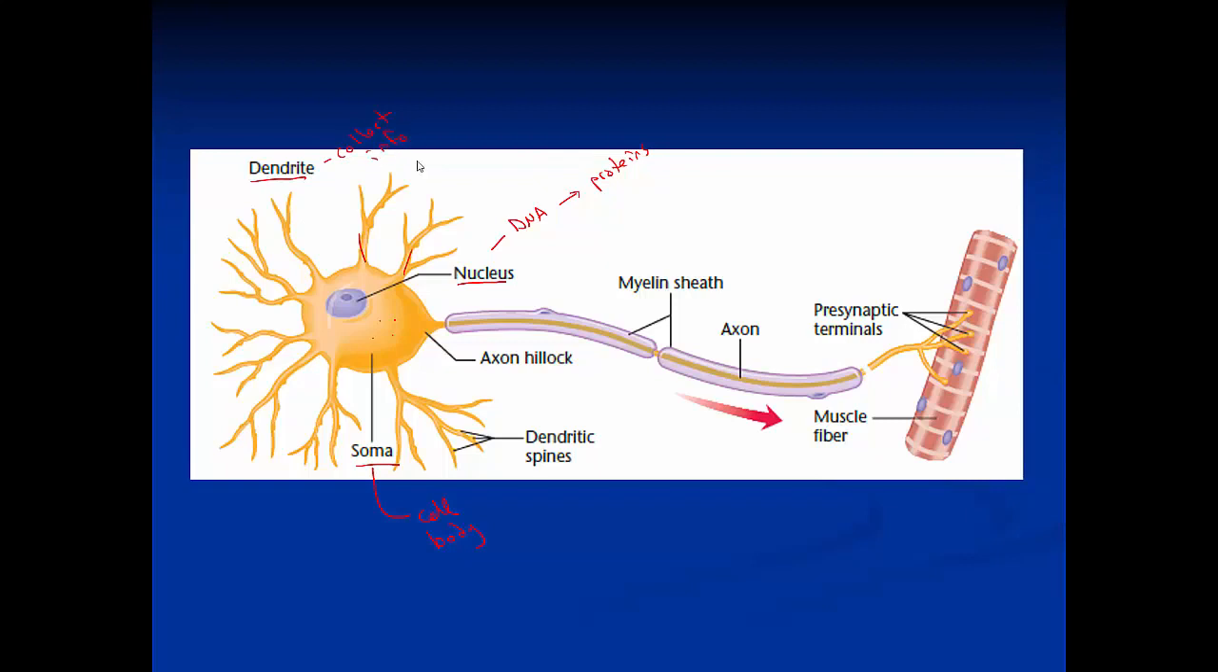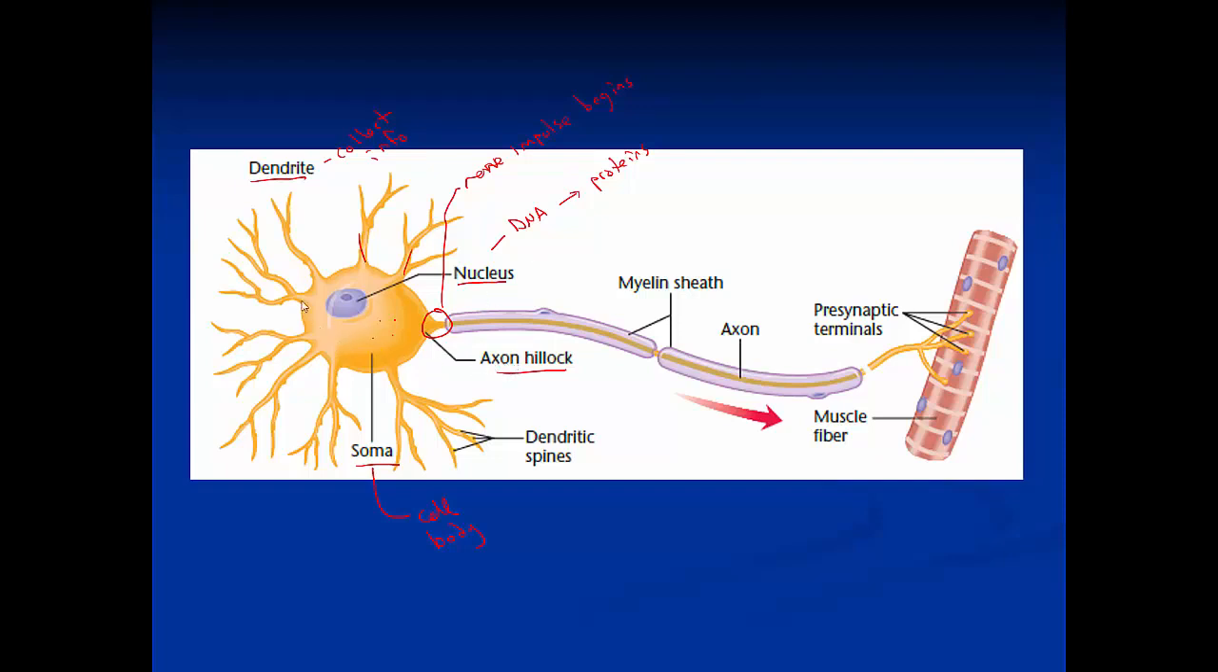If I have more dendrites, I collect more information. The axon hillock is a special area that's right here. This is where the nerve impulse begins. I'm going to talk about the action potential later.